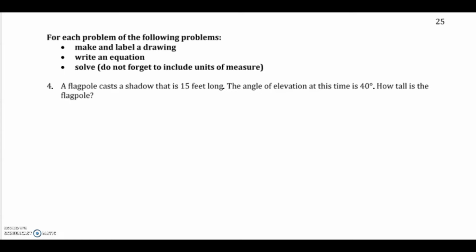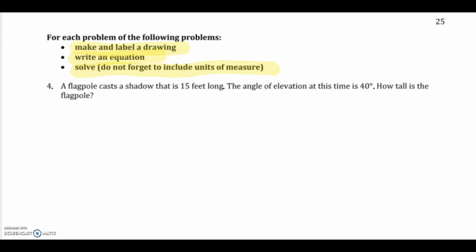This is 7.5 task number 4, and for each of these problems we need to make sure that we have three things. First, we need to make and label a drawing. Second, write an equation. And third, solve. Do not forget to include units of measure.